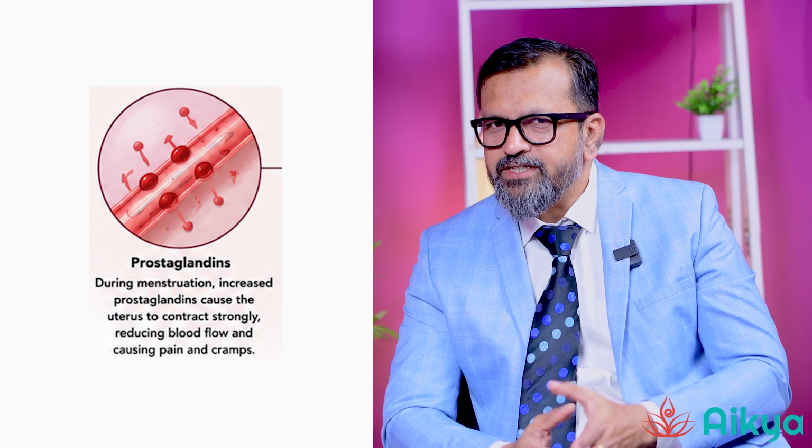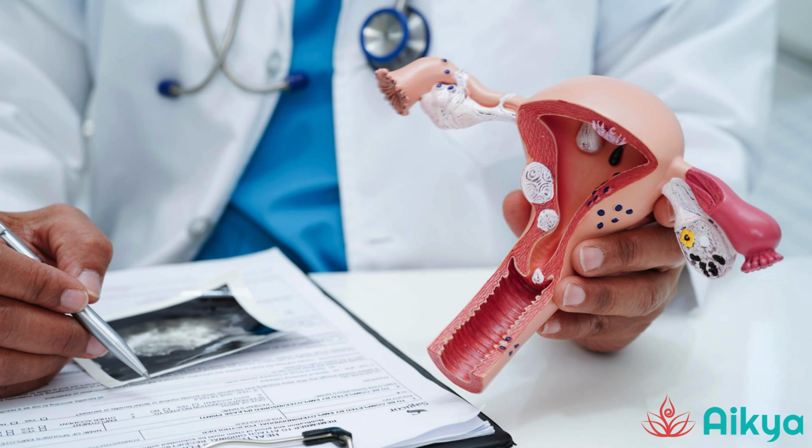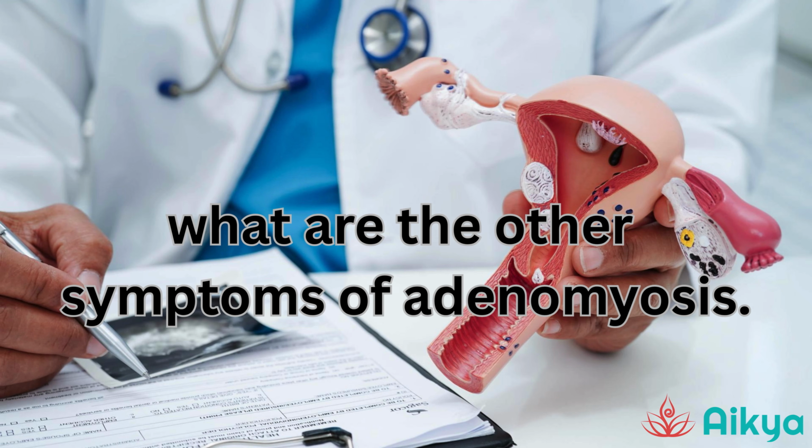This is called triple dysmenorrhea. Initially it starts during the period, then the triple dysmenorrhea comes in, and many a time, as it continues to progress, it becomes so debilitating that the patient is in so much pain that they want their uterus to be removed. So, what are the other symptoms of adenomyosis?